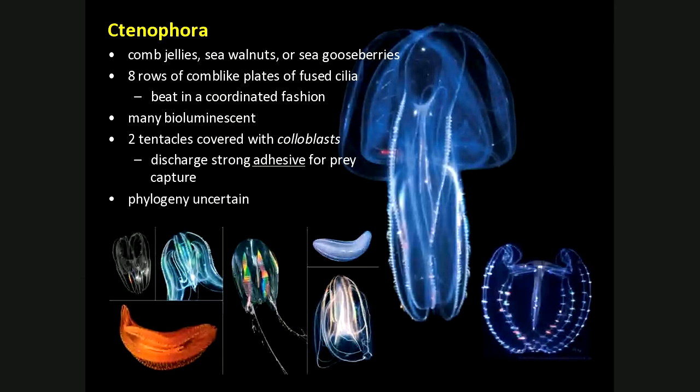Although, as you see in the slide there, how they're related, the phylogeny right now is uncertain. They are in a different group, though, a different phylum. They're not in the cnidarian phylum where the jellyfish are. One of the big differences between them and jellyfish is that even though they have these tentacles, on these tentacles there are these rows of comb-like fused cilia, and along their bodies as well. They beat in this coordinated fashion, and that's how they move.